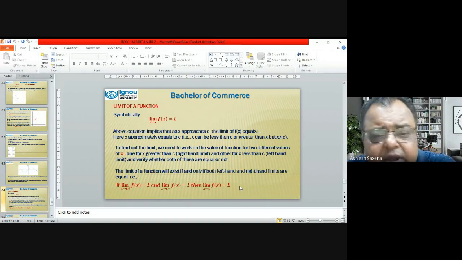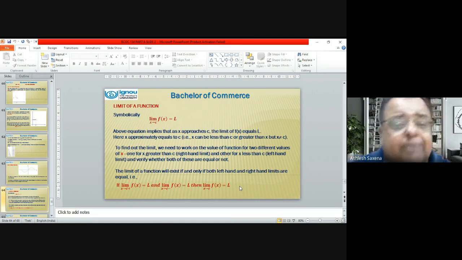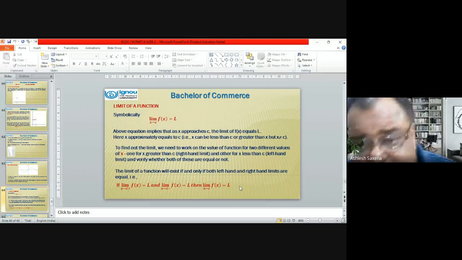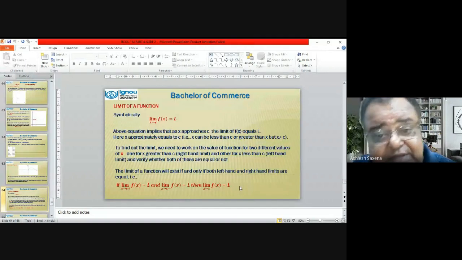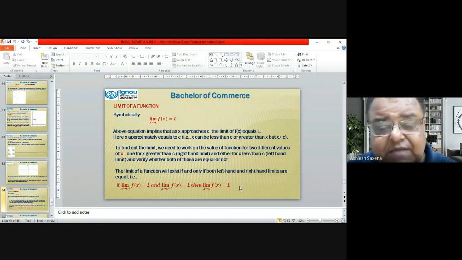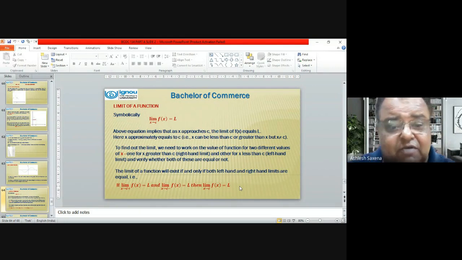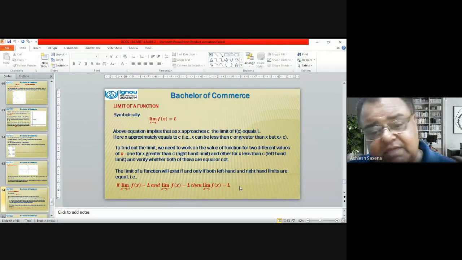Then comes the limit of a function. Symbolically, it is written as limit x tends to c of f(x) equal to L. This is how it is pronounced. We can say that x is approaching c, but is not equal to c. That means an approximate value: it is approaching c, but it is not c. To find the limit, we need to work on the values of the function for two different sets of x, one on the left side and one on the right.